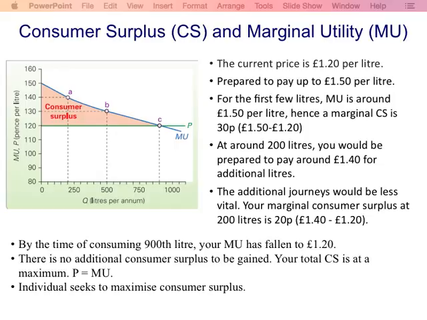But as you travel more and more, and you become a more regular traveler, you move towards 900 liters. Towards 900 liters, you have already consumed so much that for further purchases of petrol you are not willing to pay more than the 120 market price. At 900 liters, your consumer surplus is 0. That's where we maximize our utility. So marginal utility at that point is equal to price. We are willing to pay market prices. It is clear.